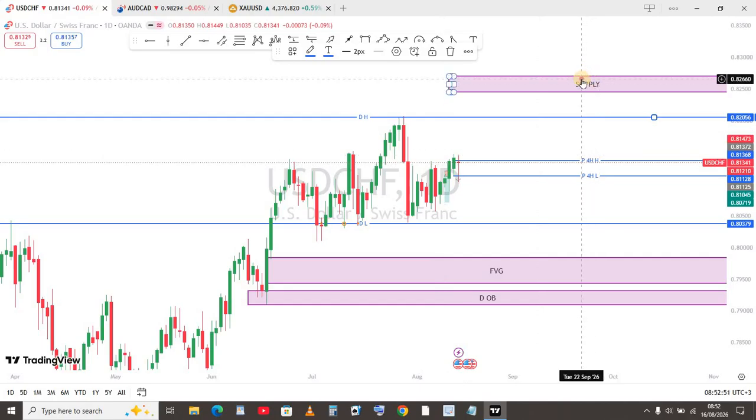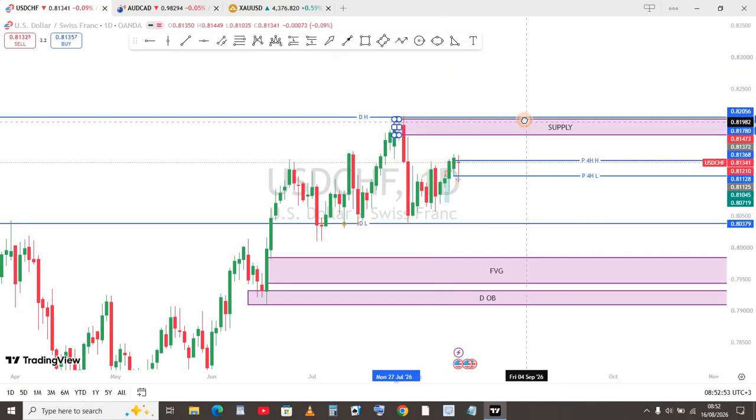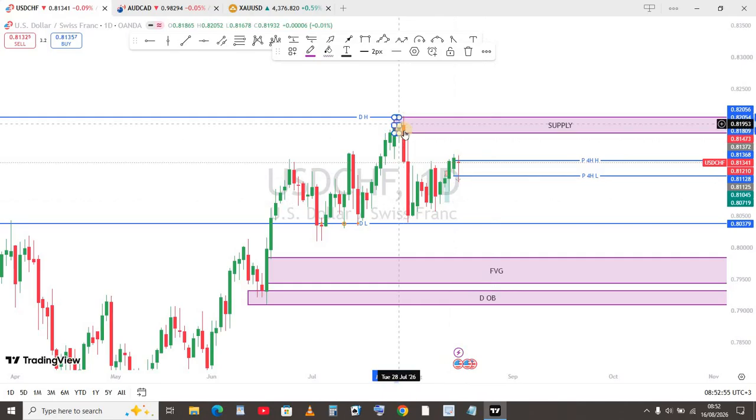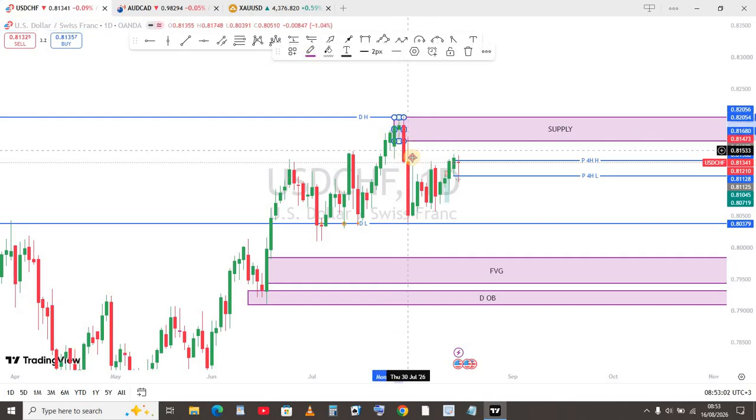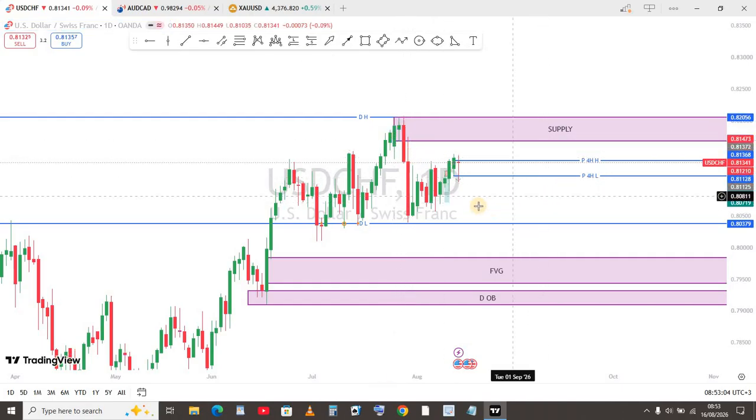So inside this pullback, we have a supply area. So this is a supply. We name this as supply area on our daily chart. So this is a supply area.